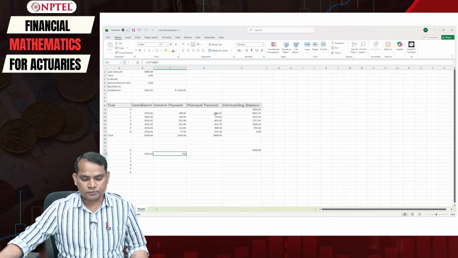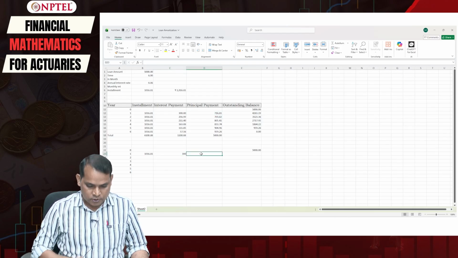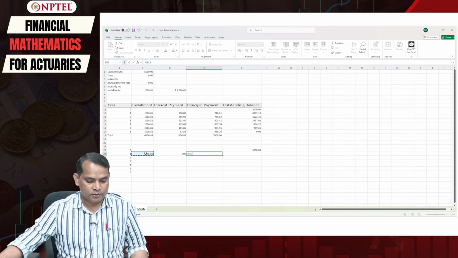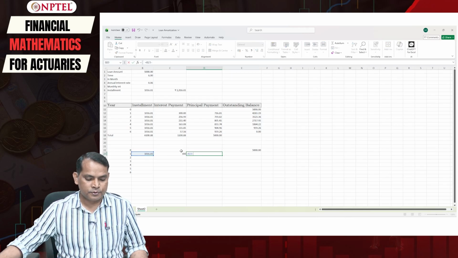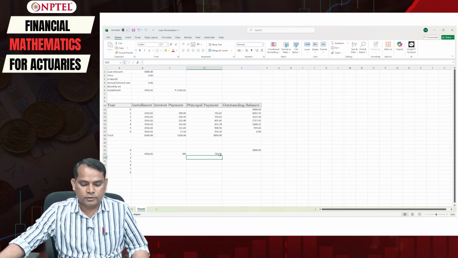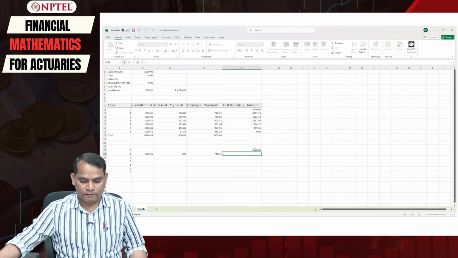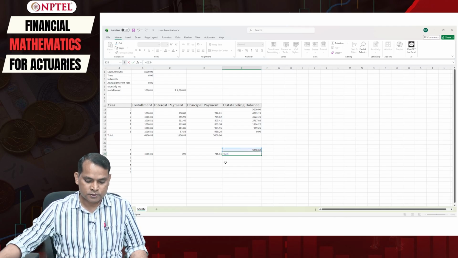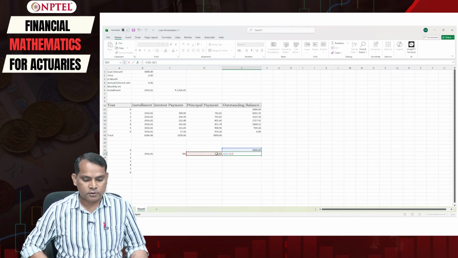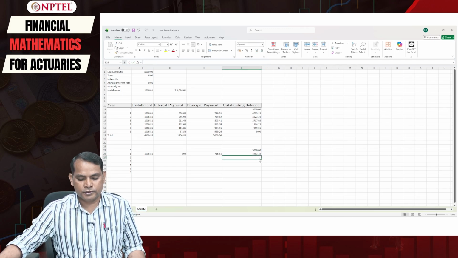So like this, this minus this you will get here. So equal to this one minus this one, enter, you will get 716.81. Now what is this? This one is this value minus this value, so we will get 4283.19.